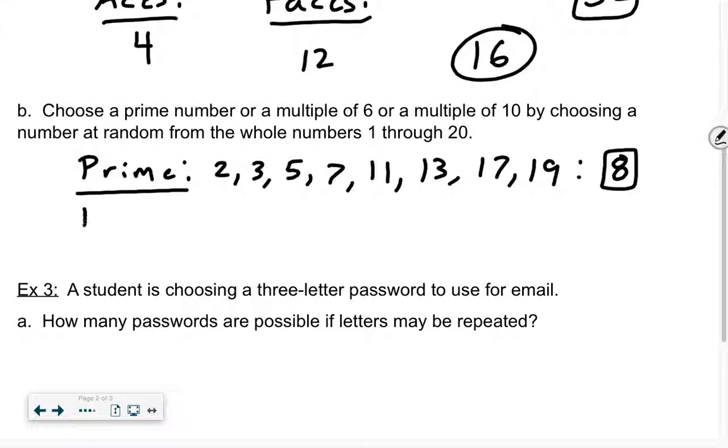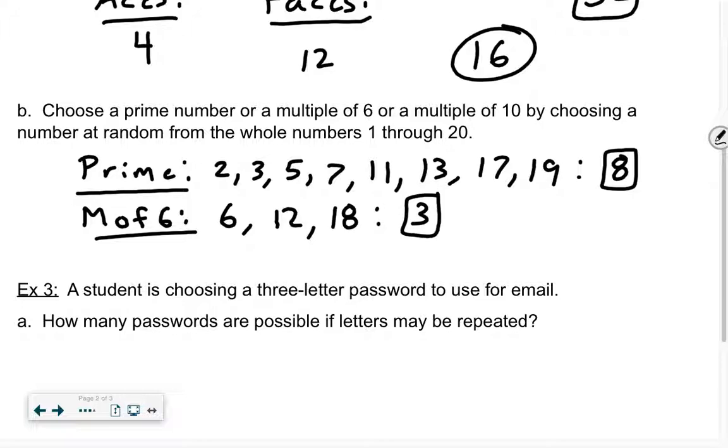Now let's go to our multiples of 6. Multiples of 6, we start with 6, and then we increase by 6, so we go to 12. We increase by 6 again, we go up to 18. We could go up to the next one, which is 24, but we know that that's going to be above 20, so that's all we have in that list. We have 3 of them that are multiples of 6.